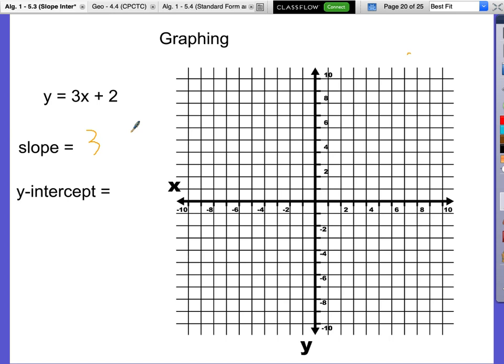Hey, what's the y-intercept here? 2, because how do we know that? Because it says right here, plus 2. The 2's by itself, so it's 2.